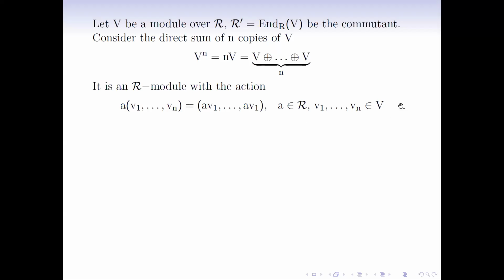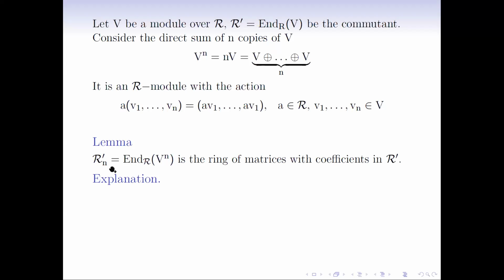So the action is as follows. This is what we already considered before. R acts on the direct sum component-wise, in each component. So let's consider the commutant of this action over V^n. If n equals 1, we obtain R prime, because R prime by definition is endomorphisms over R of V. But now let's do the same for the n copies of V. Then we want to prove that this is the same as the ring of matrices whose coefficients belong to R prime. So how does this ring act?